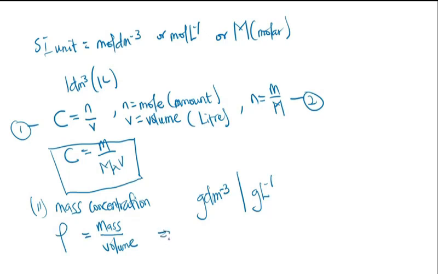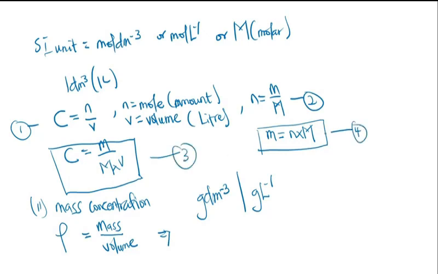Now, from here, we know mole is mass over molar mass. So if we make mass the subject, we get our mass to be mole multiplied by molar mass. Let's make this equation 4, because this is equation 3. Now, if we substitute equation 4 in place of mass, we get mass concentration to be mole times molar mass divided by volume.